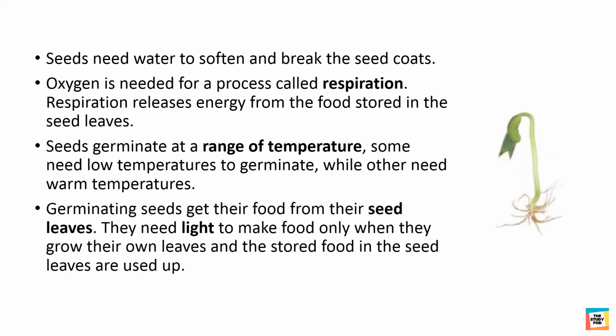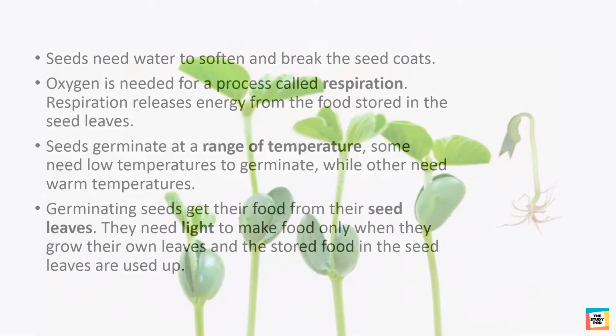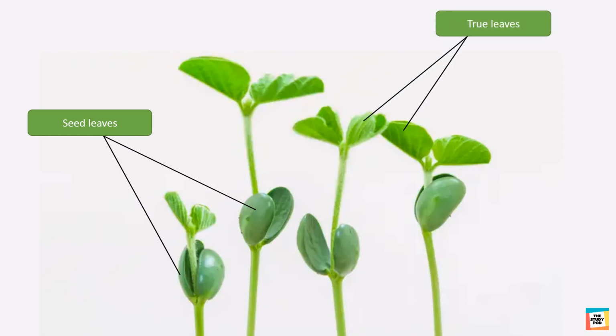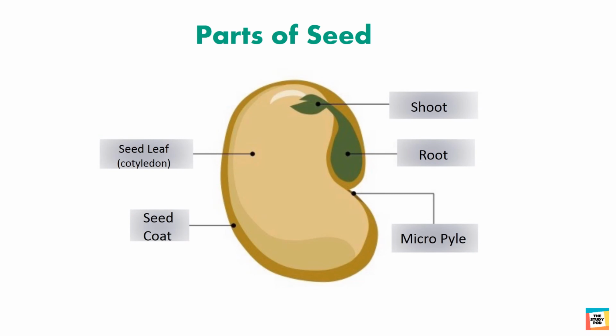Germinating seeds get their food from their seed leaves. They need light to make food only when they grow their own leaves and the stored food in the seed leaves is used up. Small leaves with the seeds are called seed leaves, while these are the true leaves of a plant. Let's see some more parts of the seeds.